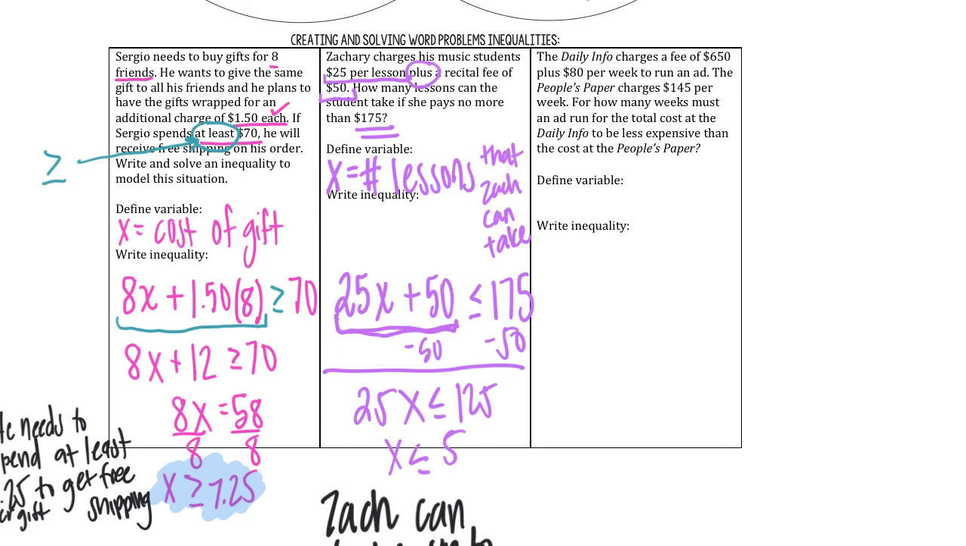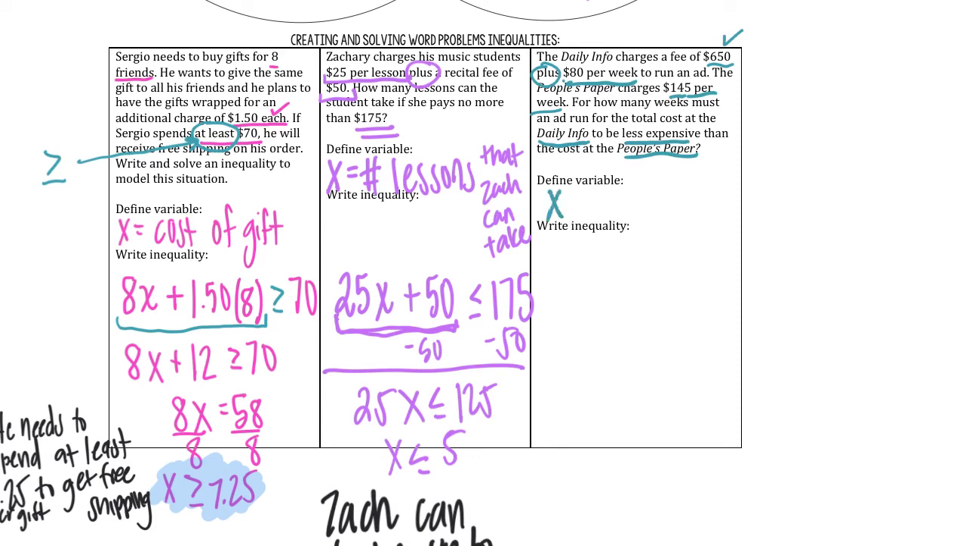In our last problem to the right, we're going to give this one a shot. We're told that the Daily Info charges a fee of $650 plus $80 per week to run an ad. The People's Paper charges $145 per week. For how many weeks must an ad run for the total cost at Daily Info to be less expensive than the People's Paper?